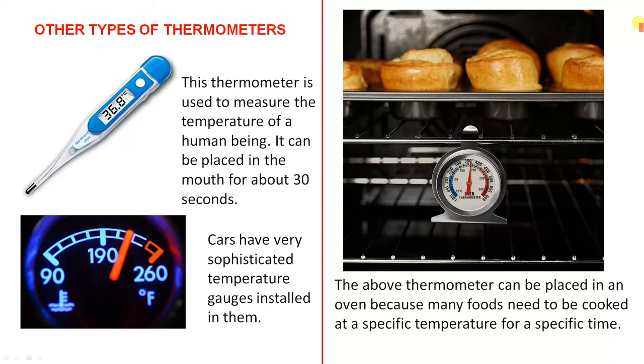Other types of thermometers. This thermometer is used to measure the temperature of a human being. It can be placed in the mouth for about 30 seconds. Cars have very sophisticated temperature gauges installed in them. The above thermometer can be placed in an oven because many foods need to be cooked at a specific temperature for a specific time.